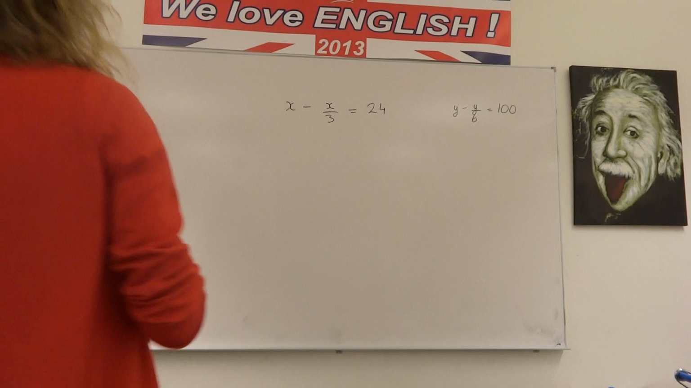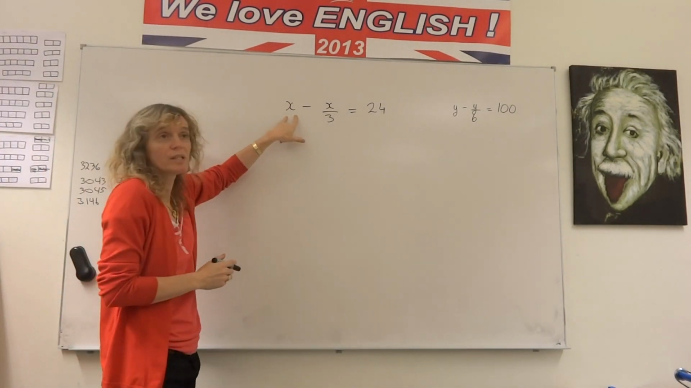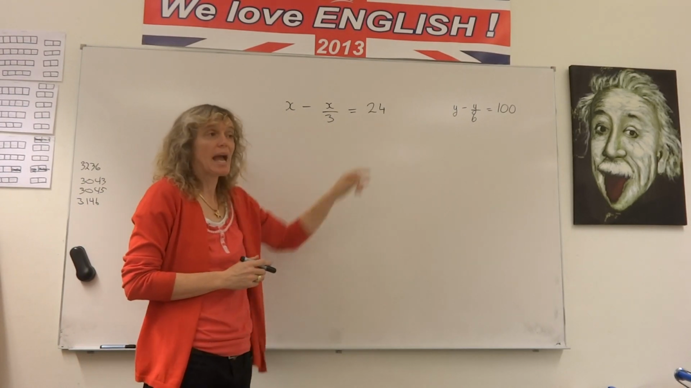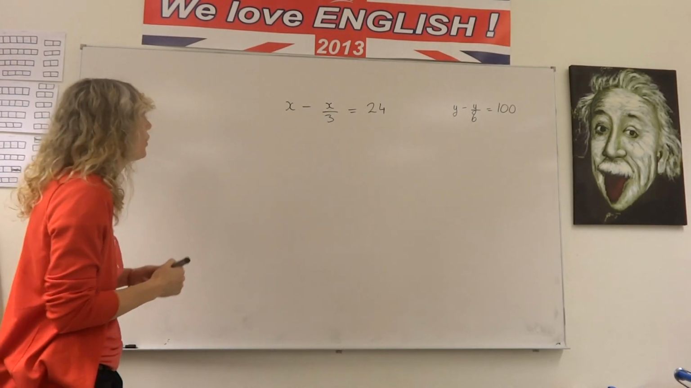Okay, so we've got a number, any number. We don't know what it is. But we do know that if we take away a third of the number, we get the answer 24. How could we work that one out?